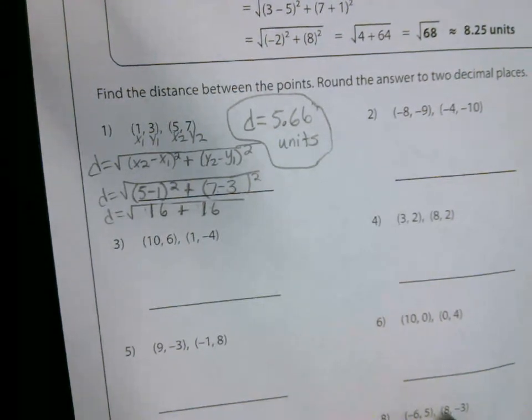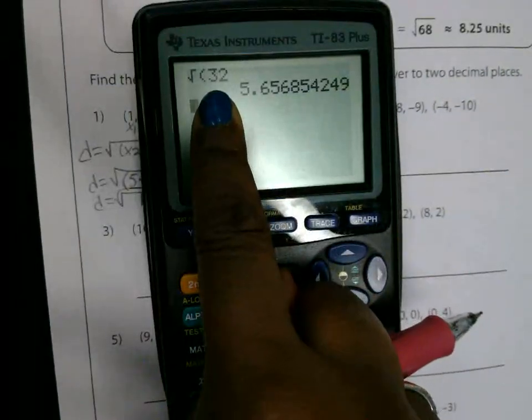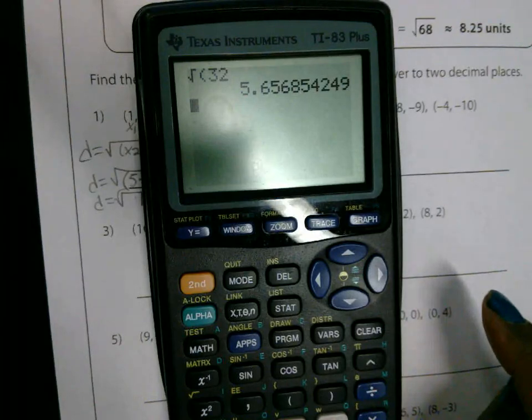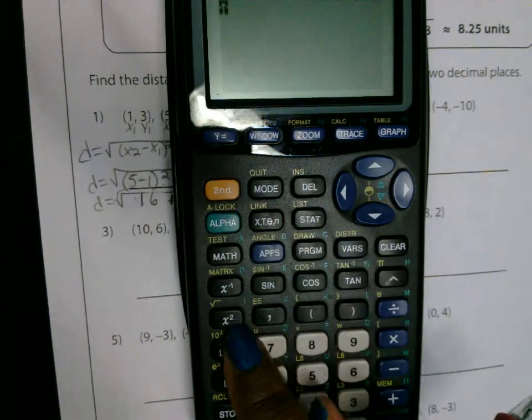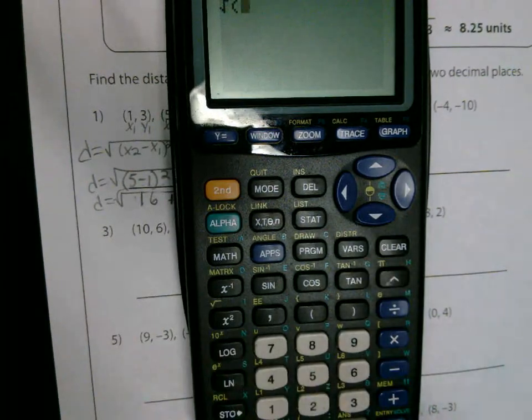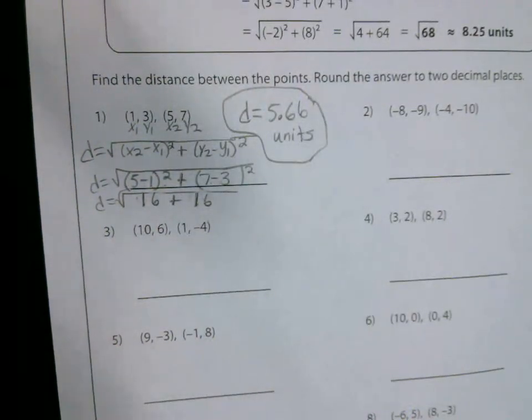Questions about what I did there? What's your question, baby? Square root. Second x squared. The yellow button right here, yellow orangey looking button, and x squared is right here. You see where it says this little square root in yellow? That means you have to press the yellow button to get it. 32 and then enter. Do you understand that now, babe?